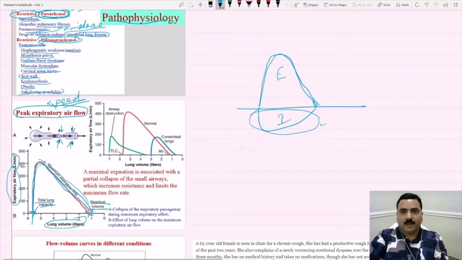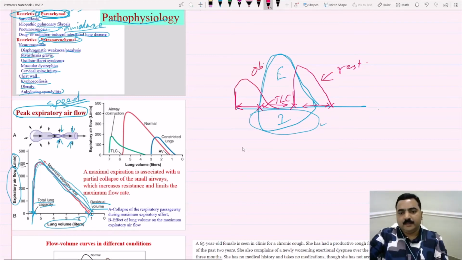Now what happens in the case of obstructive lung disorder? This is the total lung capacity. In obstructive lung disorder, total lung capacity is increased. You get it from here. In restrictive lung disorder, total lung capacity is decreased. In obstructive lung disorder, residual volume is increased, whereas in restrictive, residual volume is decreased. This is your restrictive condition, and this will be your obstructive condition.